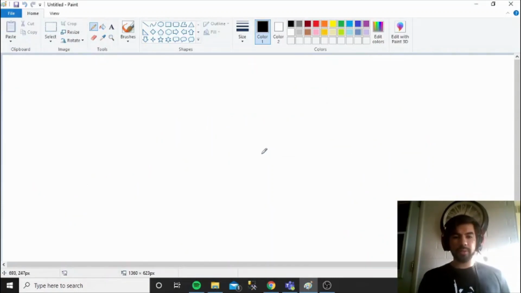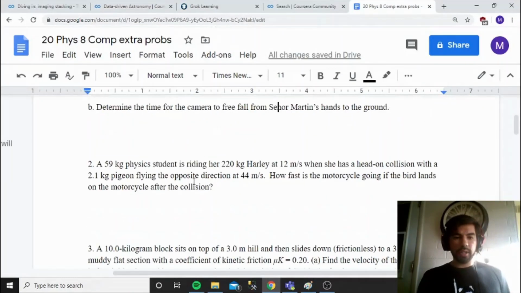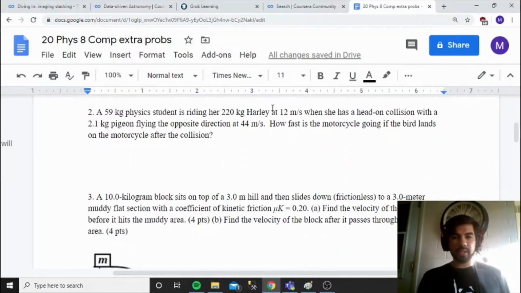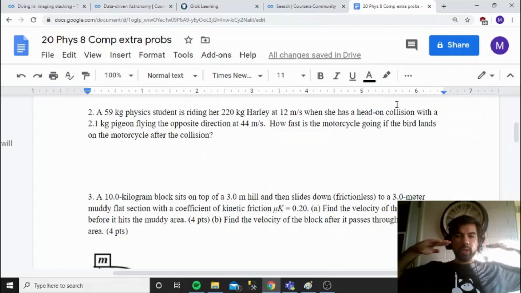Okay, so now this is a momentum problem. We have a student on her Harley, and they are both going this speed in this direction. We have to combine both of these, because we have the student on this Harley at 12 meters per second. She has a head-on collision. So again, they're going in opposite directions. You have to notice that.